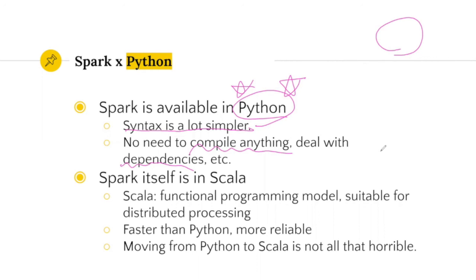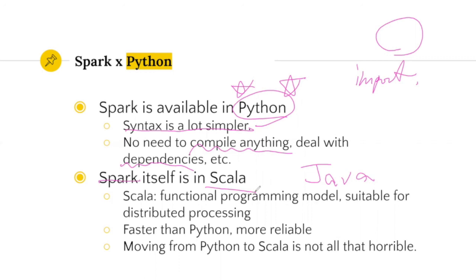It's just a lot of hassle. Versus in Python, it's just import something, right? So it's much more simple compared to the other languages. Of course, Spark comes with two other languages. One is Java, and then the other is Scala. And Spark itself is written in Scala.